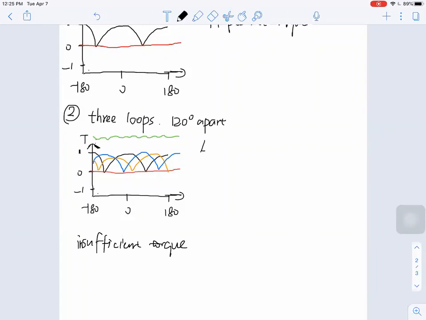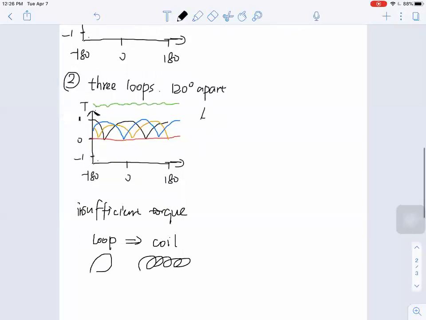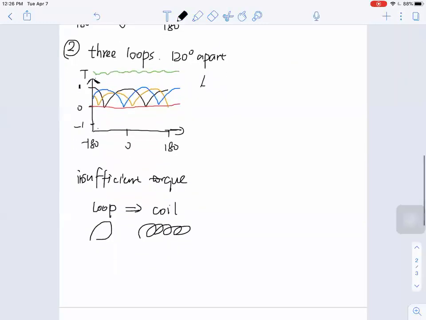Another thing we can do is, instead of just using loops, we can use a coil, right? You coil them together. Instead of just using a loop, we can do a coil. And we can add multiple loops together to become a coil to increase the torque output from the motor.